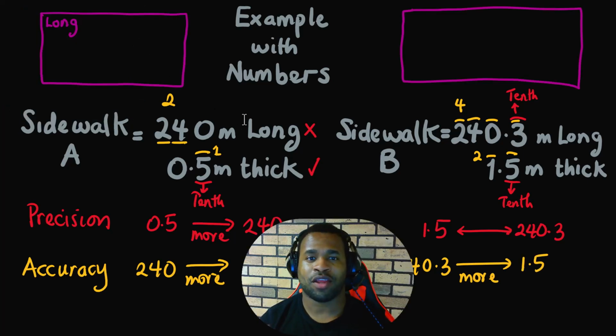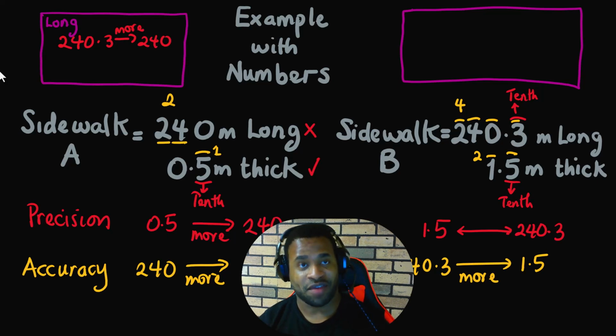Now, looking at the length, comparing sidewalk A to that of sidewalk B, looking at precision, we recognize that the first one here doesn't have any decimal place in here. However, this has a decimal place, the last digit to be 3 as the 10th position. Therefore, our 240.3 is more precise than that of our 240.